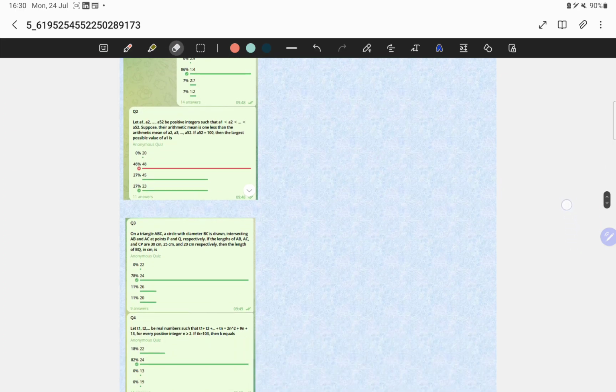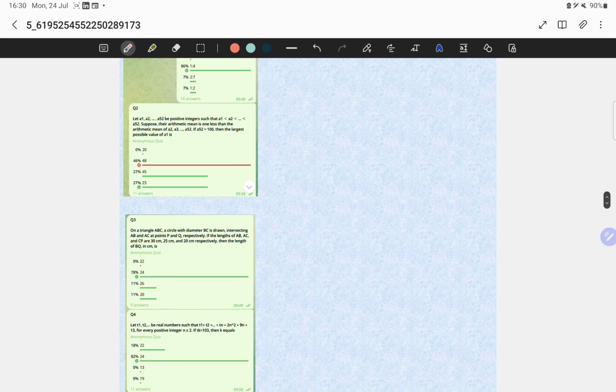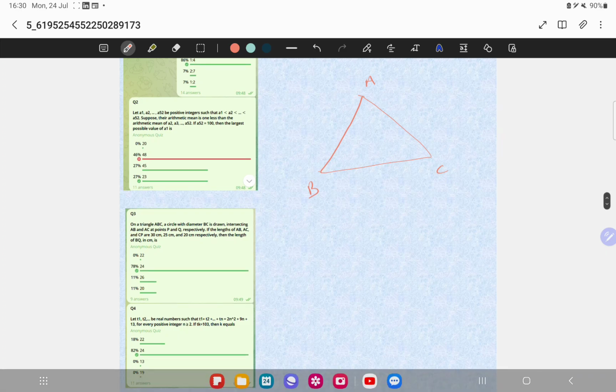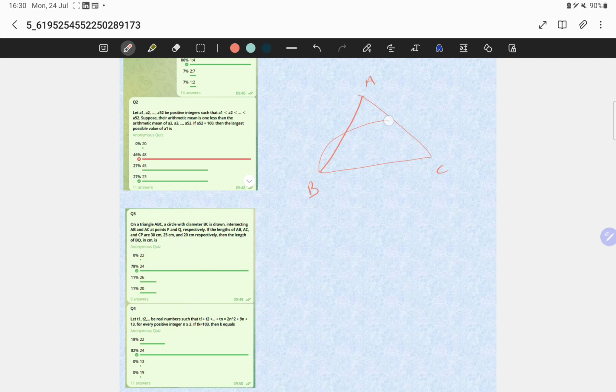Let's come to question number 3. In a triangle ABC, let's make a triangle ABC, a circle with diameter BC intersects AB and AC. So BC is the diameter and the circle is drawn, intersecting AB and AC at points P and Q respectively.